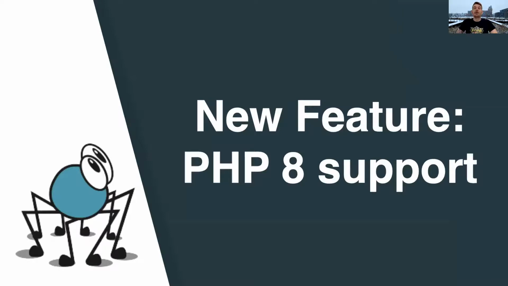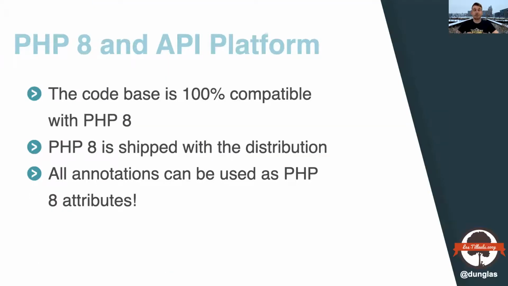We also added a lot of new features in the server-side component of API Platform, in the PHP library. And especially, we added support for the latest version of PHP, PHP 8. So API Platform 2.6 is entirely compatible with PHP 8 and uses some of the new features introduced by this new version. It's still compatible with PHP 7 too, at least in version 2. We will keep compatibility with PHP 7. Probably we will drop compatibility with PHP 7 in API Platform 3.